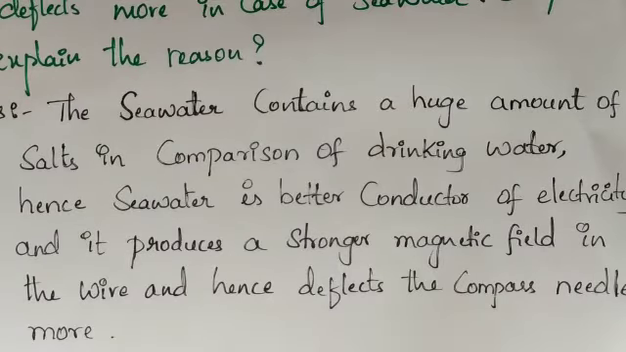Here we can't say the drinking water is a poor conductor of electricity. Maybe it is also a good conductor, but when we compare sea water and drinking water, more salt content is present in sea water than in drinking water. Hence, sea water is a better conductor of electricity. Because of that, the compass needle shows the deflection.